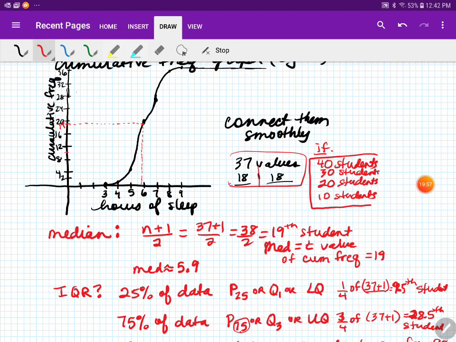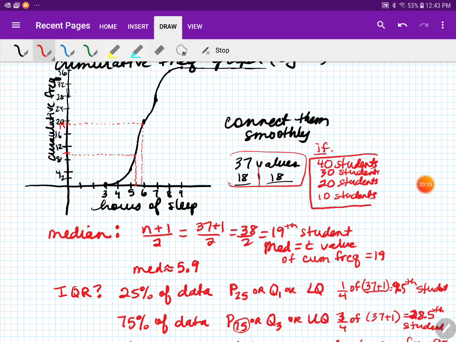So 9.5, okay, let's see, that's 10. So 9.5 is just a little bit under. So you go sideways, go like that, and then you go straight down. Okay, so that's what, less than 5.5? It looks like on mine.